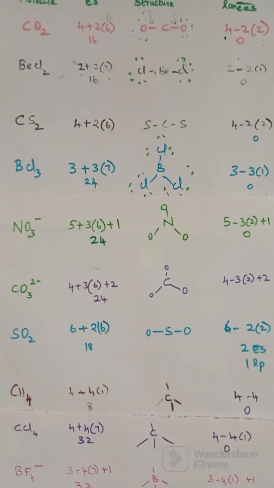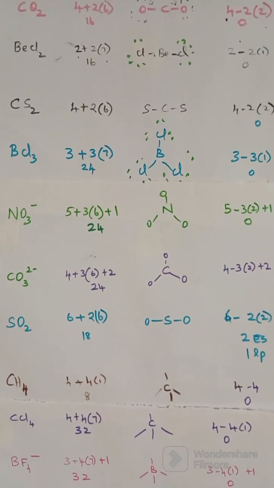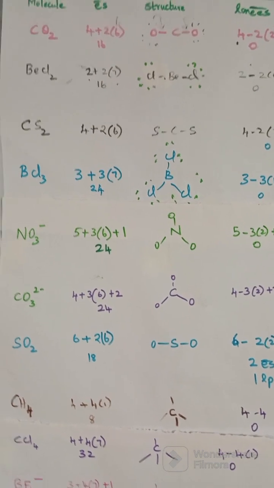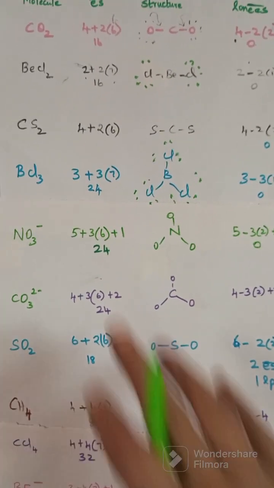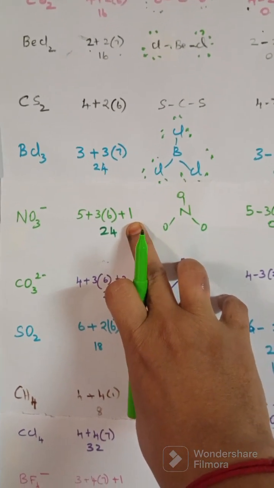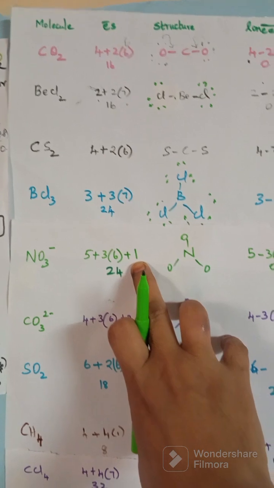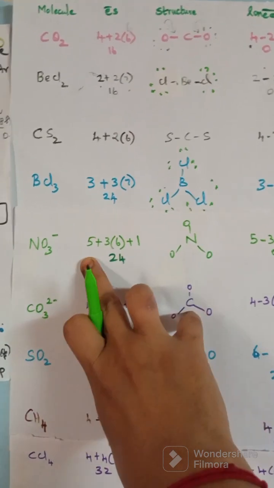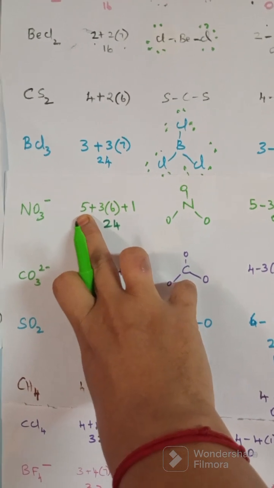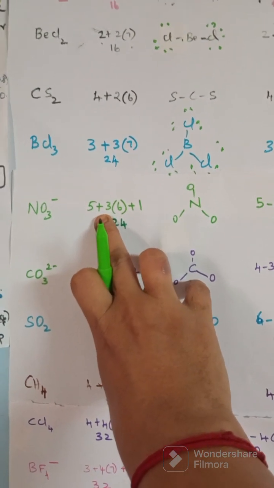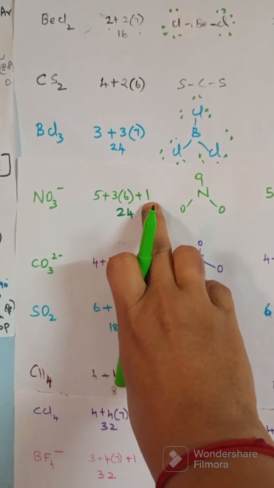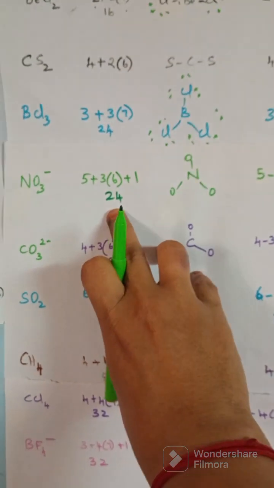Same way, the formula can be applied to any molecule. To calculate for ions, if it's an anion, 1 should be added. If it's a cation, 1 should be subtracted from the number of electrons. So for nitrate, nitrogen belongs to group number 5. 5 plus 3 oxygen atoms, group number of oxygen is 6, plus 1 because it's an anion, you get 24.